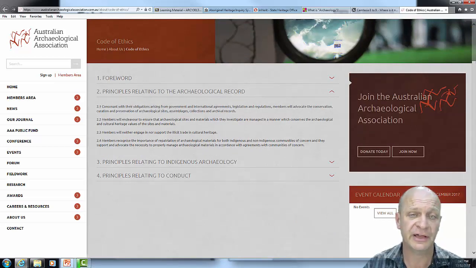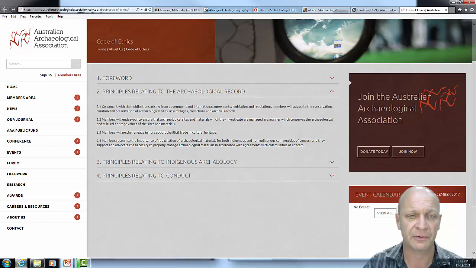For example, members will neither engage in nor support the illicit trade in cultural heritage. In other words, looting and selling things on eBay. Recently, December 2017, there's been a case of Tasmanian stone tools that have been sold over eBay by people in Sydney, and this is currently being investigated by the law.